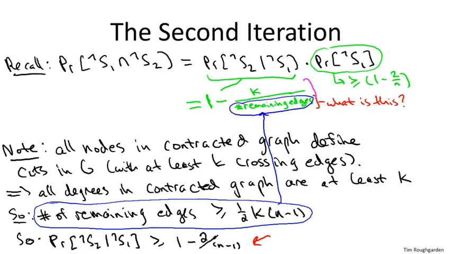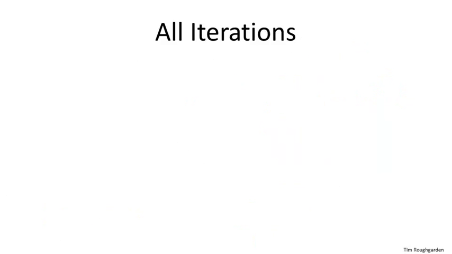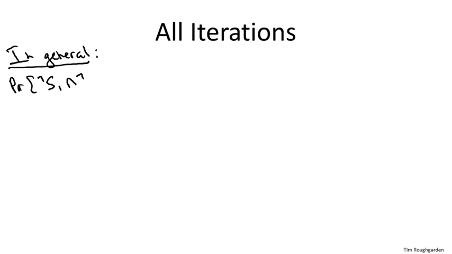So that's pretty cool. We took the first iteration, we analyzed it, we showed the probability that we screw up is pretty low. We succeed with probability at least 1 minus 2 over n. In the second iteration, our success probability has dropped a little bit, but it's still looking pretty good for reasonable values of n: 1 minus 2 over n minus 1. Now, as I hope you've picked up, we can generalize this pattern to any number of iterations. The degree of every node in the contracted graph remains at least k. The only thing which is changing is the number of vertices is dropping by 1.